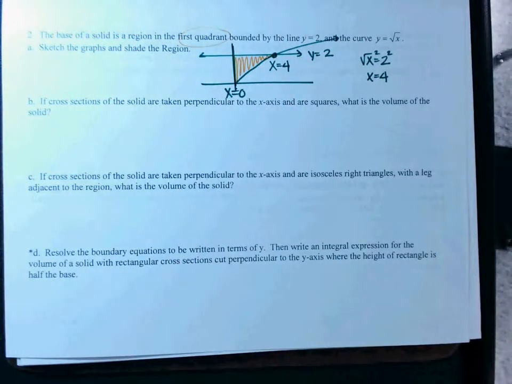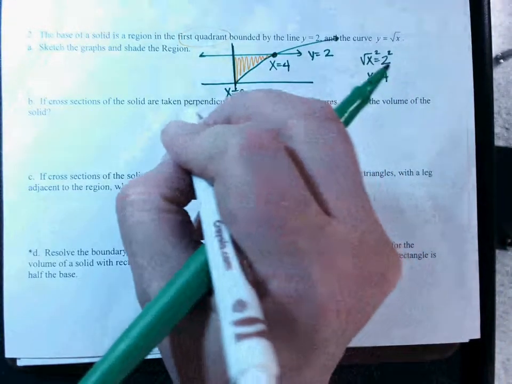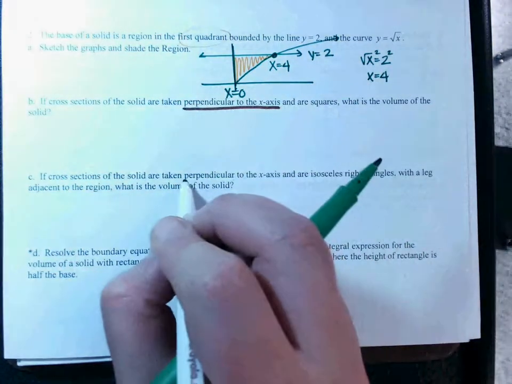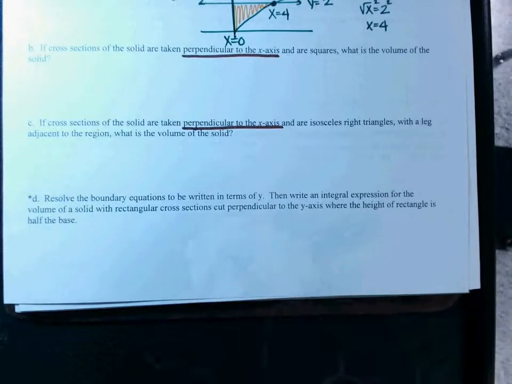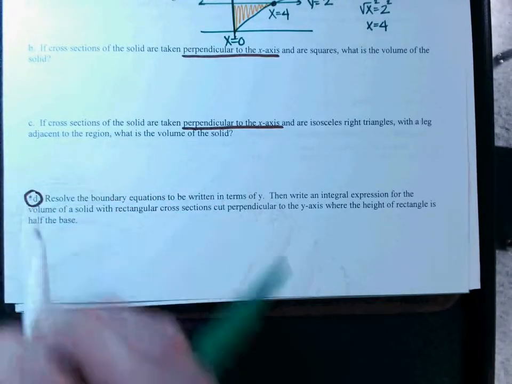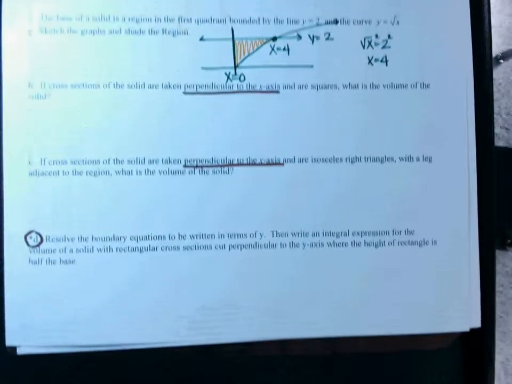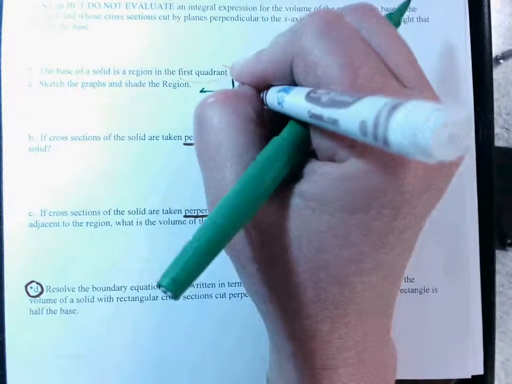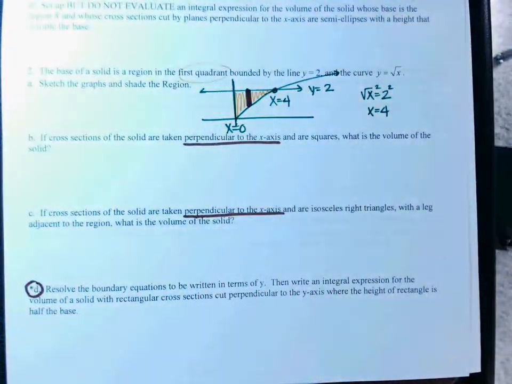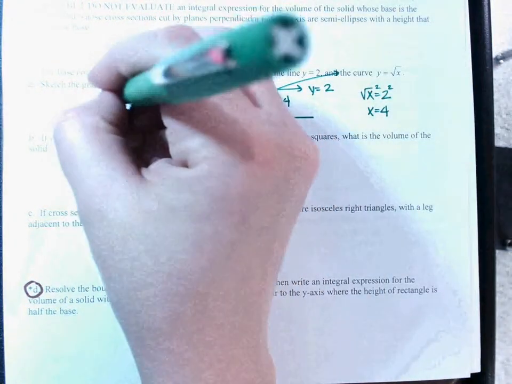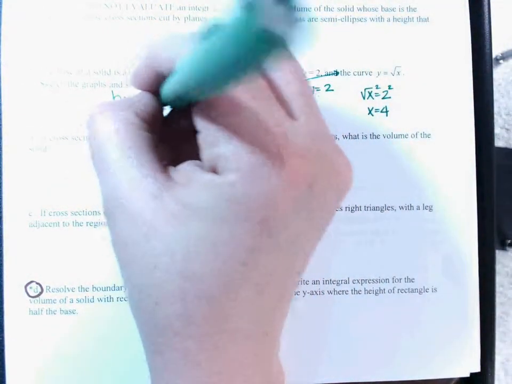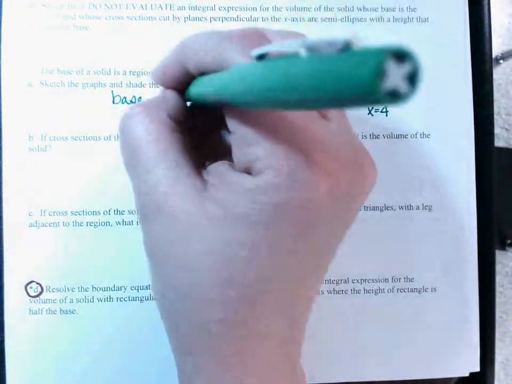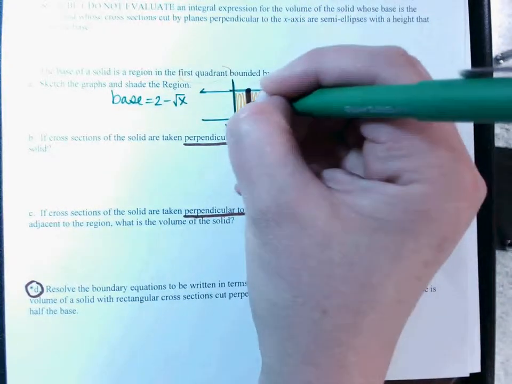Okay? Then remember, I want to stay perpendicular to the x-axis. Okay, that's what it says here and here. And this one says perpendicular to the y-axis. See the little star? You're not going to do that one, so don't do that one yet. Okay, so I'm going to draw in my axis here, or my base here. And remember that base is always top minus bottom. So in this case, the top function is the constant 2, minus the bottom function is square root x. So its top is 2, bottom is square root x.